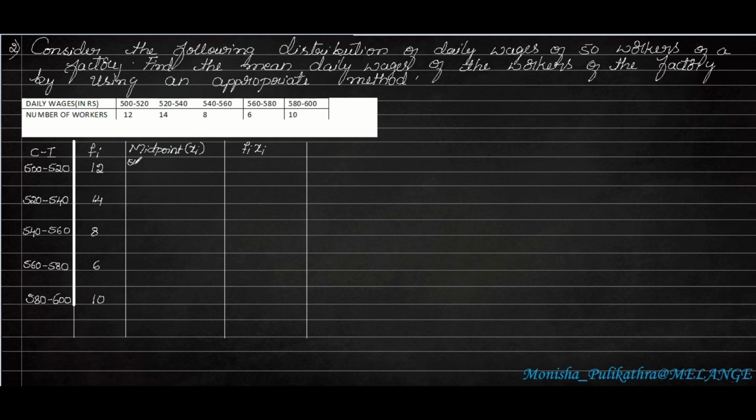Okay. So here 500 plus 520 is equal to 1020, divided by 2. If you divide it, you will get 510. So this is the midpoint. There is another easy method for that. You can see here 500, 510, 520. The middle term is 510, with a 10 unit difference. Like that also you can write the midpoint.